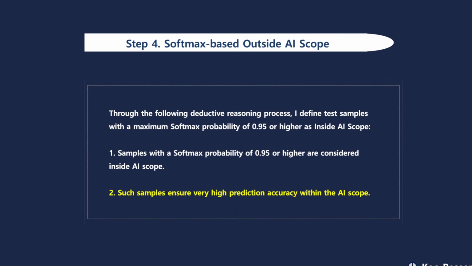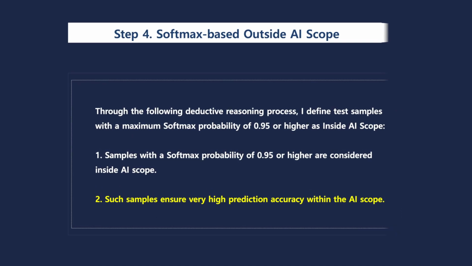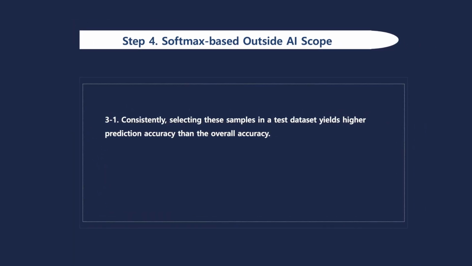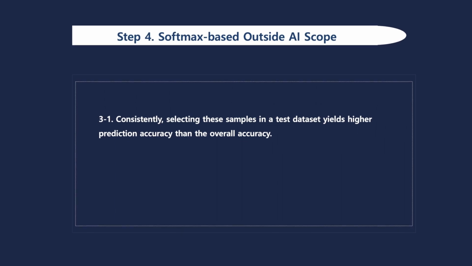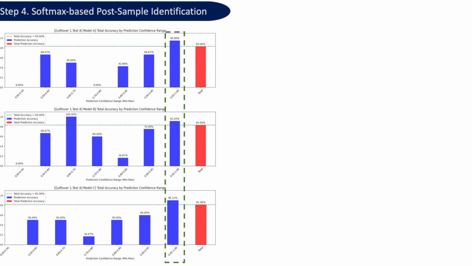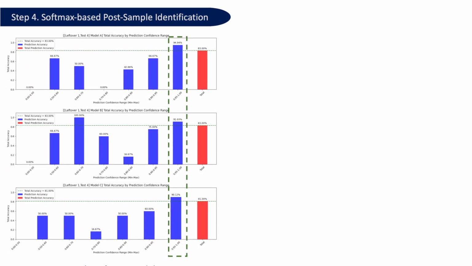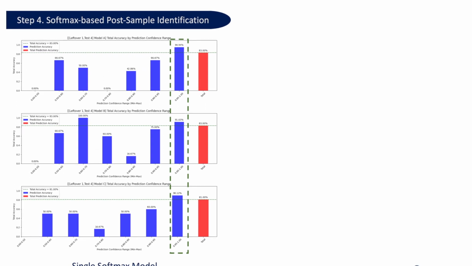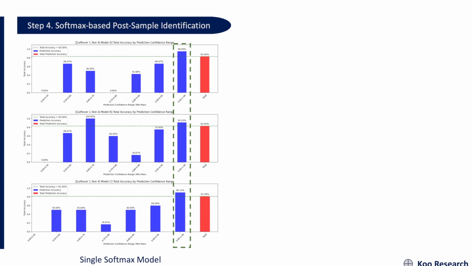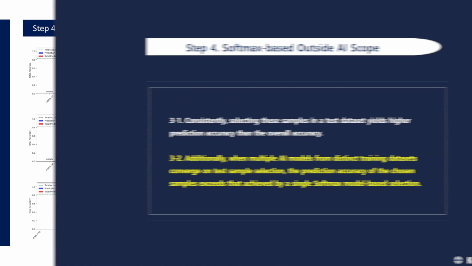2. Such samples ensure very high prediction accuracy within the AI scope. 3-1. Consistently, selecting these samples in a test dataset yields higher prediction accuracy than the overall accuracy. The figure illustrates prediction accuracy categorized by each confidence range and 3 models. Notably, the blue charts within the green box, 0.95 or higher, exhibit higher accuracy than the overall prediction accuracy.